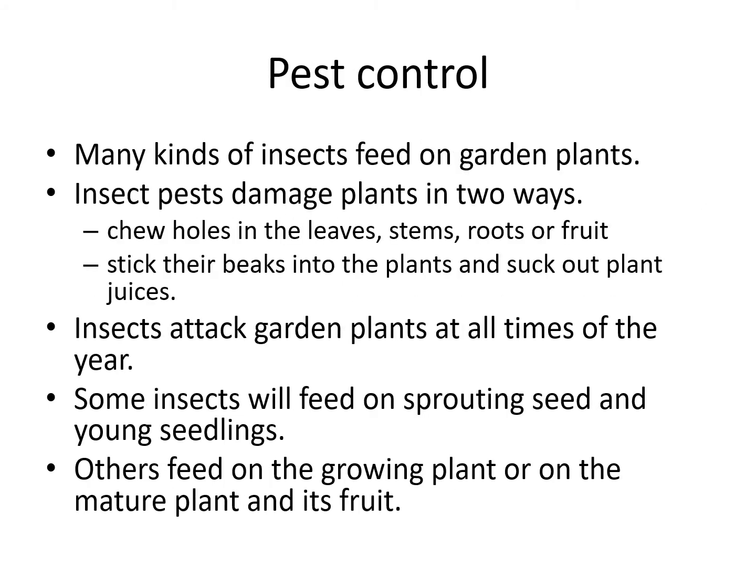Pest control. Let's talk about that. There's a lot of different kinds of insects that feed on the garden plants. And I'm sure you can name 10 of them just right off the top of your head. So an insect damages our plants usually two ways. They'll chew holes in the leaves, the stems, the roots, or the fruit, or that old mockingbird will stick his beak in there and suck out the juices on our good ripe tomatoes.